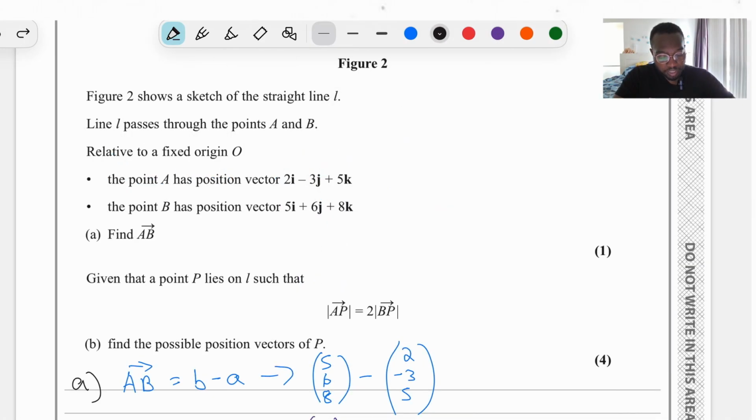So for part B, we're told that a point P lies on L such that the distance of vector AP is 2 times the distance of BP. We need to find the possible position vectors of P.